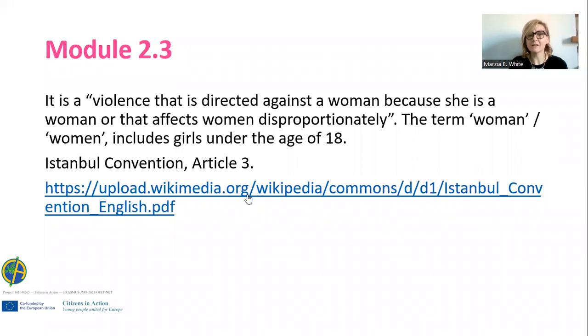Below, you can find the Istanbul Convention. Let's have a look at Article 3.